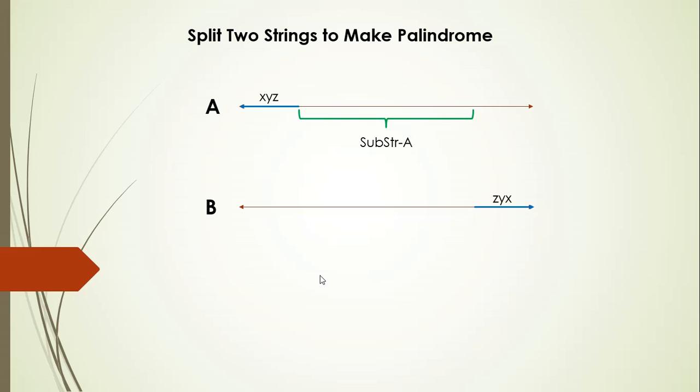So there are two options here. Either you can split a at the end of xyz, or you can split at the end of the substring of a. So there are two options here.